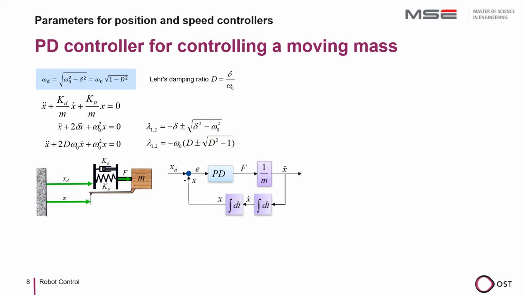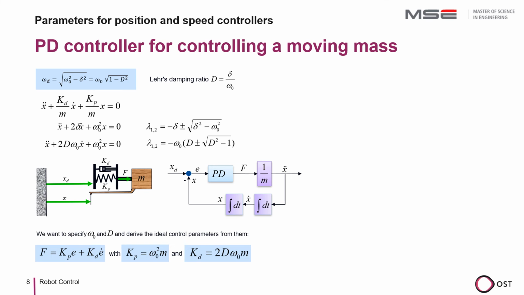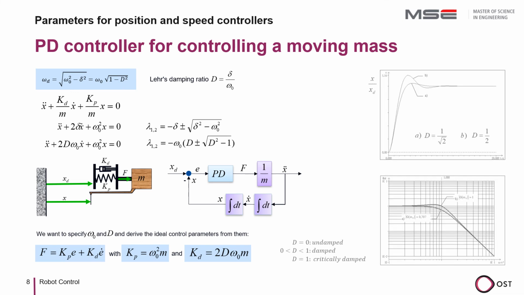At the beginning of this derivation, we asked ourselves how we would have to set the controller constants to achieve a desired control response for our controlled system. We have now found this. Now we can specify the control bandwidth and damping as desired. The control stiffness, Kp, is then equal to omega squared times mass, and Kd is equal to 2 times d times omega times mass. With critical damping, the mass no longer overshoots in the case of a step response, but the follow-up behavior is slow.